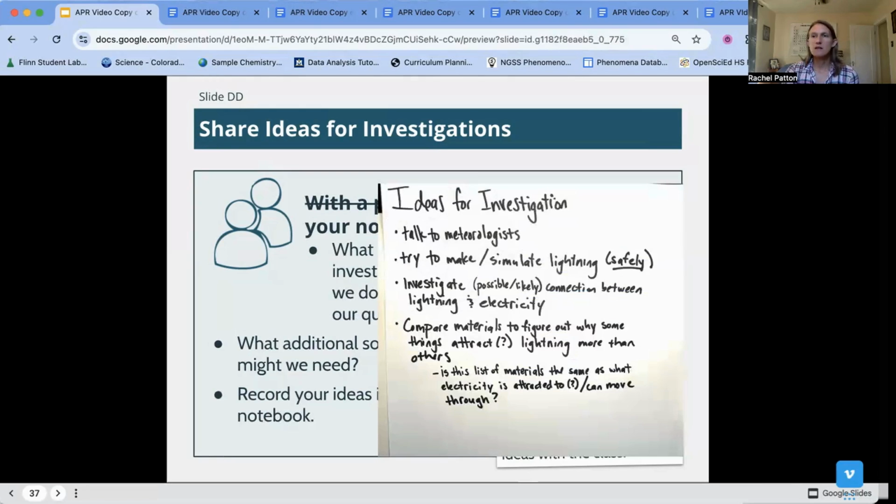Here is a list that another class came up with for some ideas for investigation. Remember, your ideas you may not see represented here. These may be some things that you didn't think about. Make sure that when you return to class, you take a look at your class's list of ideas for investigation and possible data.